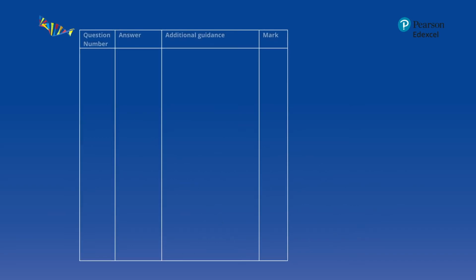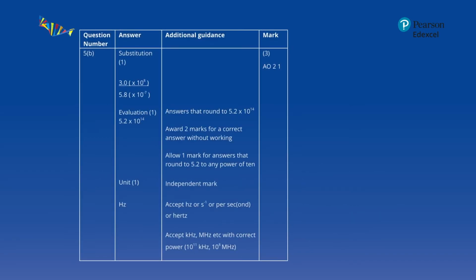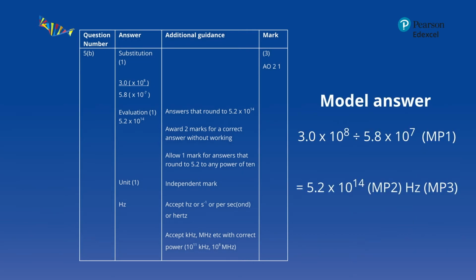So here's the mark scheme for 5B. The first mark is for substituting the numbers into the frequency equation. The second for the correct answer. The 3rd mark is for the correct unit. Here's an example of a 3-mark answer. So the 3.0 times 10 to the 8 over 5.8 times 10 to the 7 is the marking point 1. That's where they substituted the correct numbers into the equation. The answer of 5.2 times 10 to the 14 is mark point 2, so that's the evaluation of this answer. And then Hz, or Hertz, is mark point 3. They could have spelt it out fully, but you don't need to.